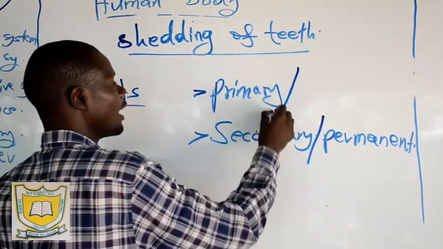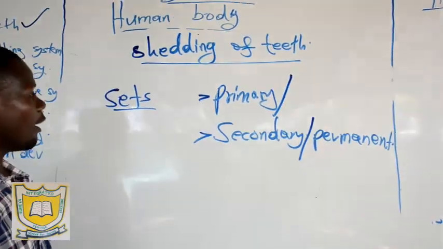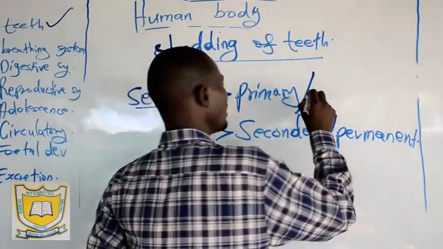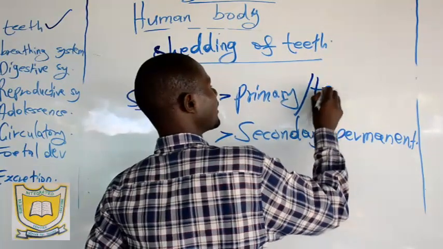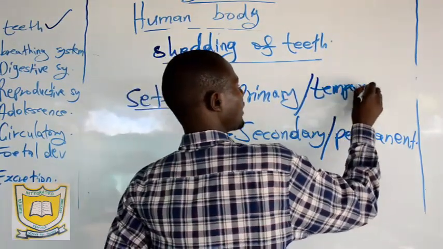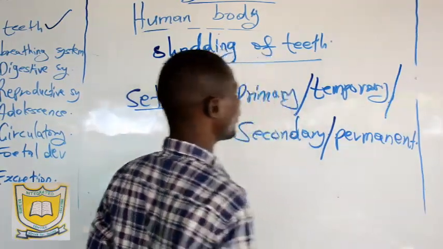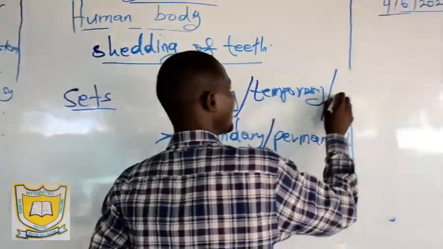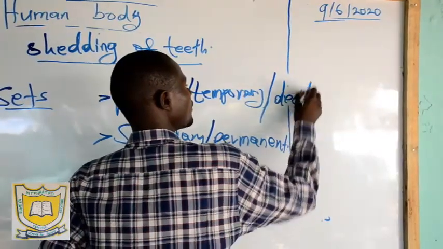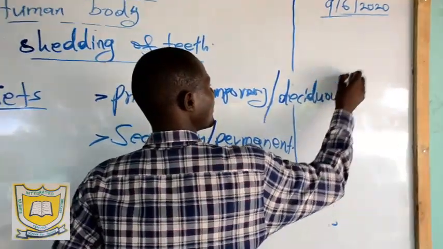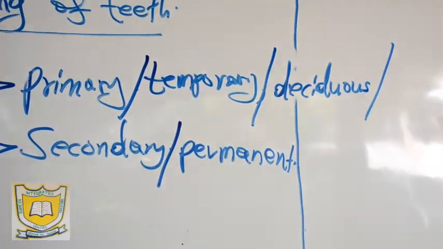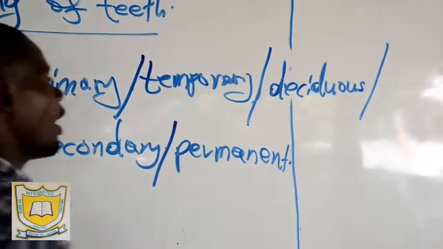The primary type of teeth has 4 names. You can call them temporary set of teeth, or you can call them deciduous set of teeth, or you can call them milk teeth.